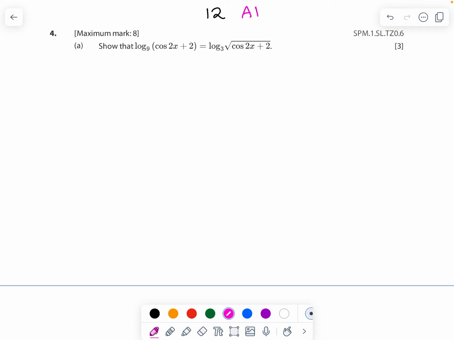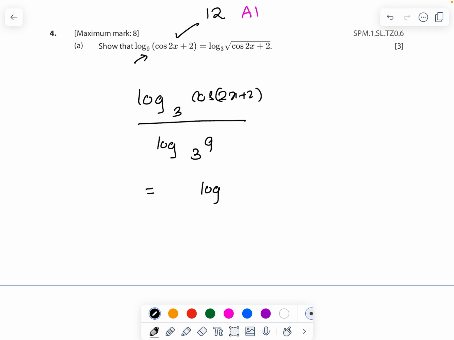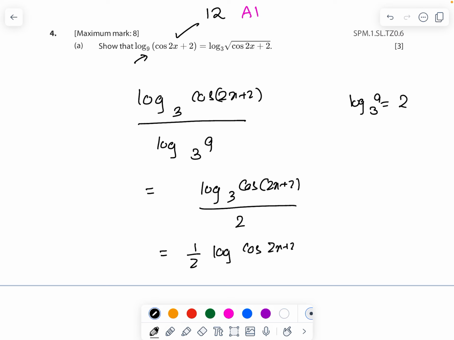Question number 4. Show that log base 9 of cos 2x plus 2 equals log base 3 of the square root of cos 2x plus 2. So what am I going to do? Log base 3 of cos 2x plus 2 divided by log base 3 of 9. So I'm writing it out as two different logs. Now what does that become? Log base 3 of cos 2x plus 2 divided by, this becomes 2, log base 3 of 9 equals nothing but what? 2. So it is 1 by 2 log base 3 of cos 2x plus 2.